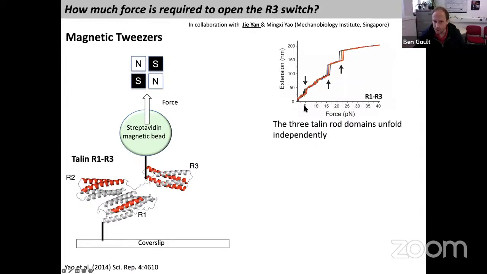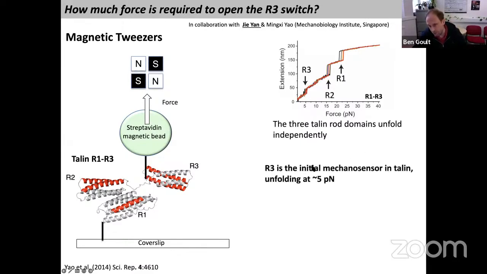As the force on the molecule increases, this molecule gets pulled taut. But then what you see is these large jumps in extension. And there's 3 of these. These are these Talin rod domains unfolding independently. And I would have had time to show you, but the R3 domain is the initial mechanosensor, this domain here. And we can show that's the case because we can make mutations in R3 which stabilize it and shift this initial unfolding step. So this defines all 3 of these domains as switches because they open and then they close when force goes away.